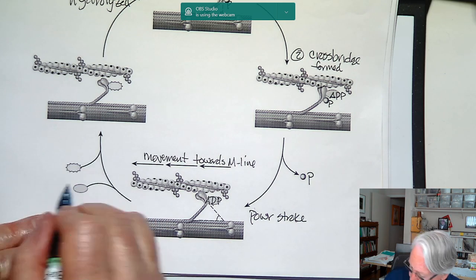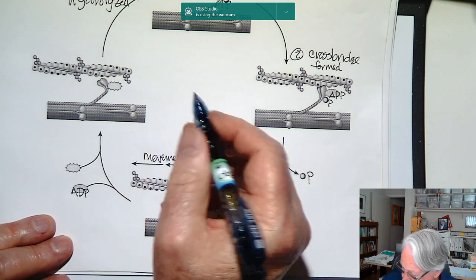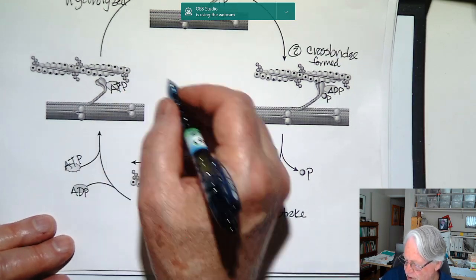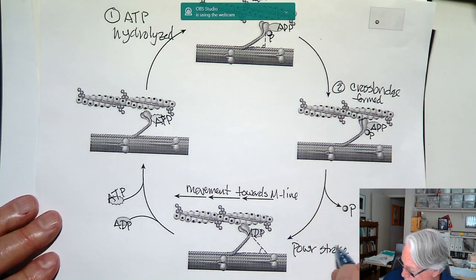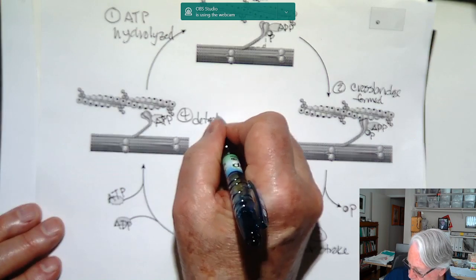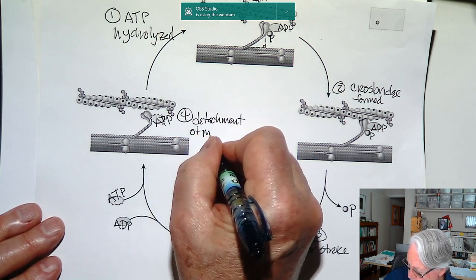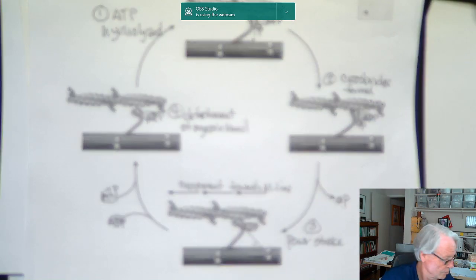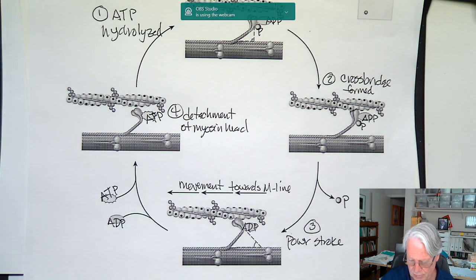Then we release the ADP, and we get ATP to come in. ATP binds, and we get release in the third step. So this is number 2, this is number 3, number 4 is detachment. Okay, that is the sliding filament mechanism, and at that point we're going to have contraction in the muscle.